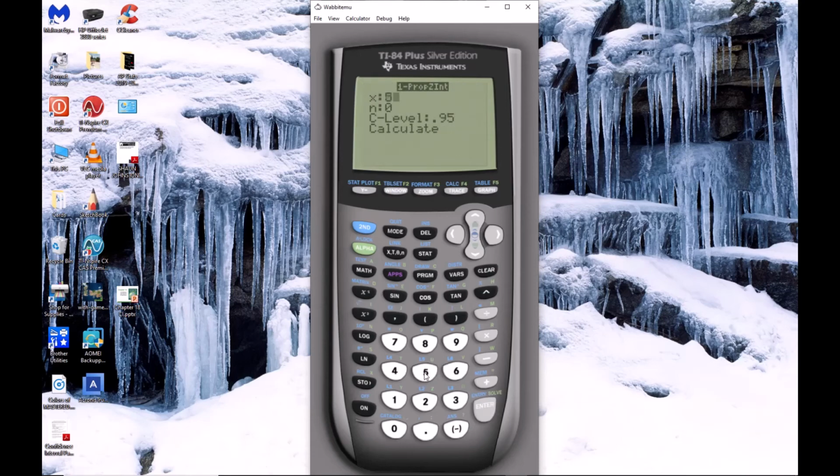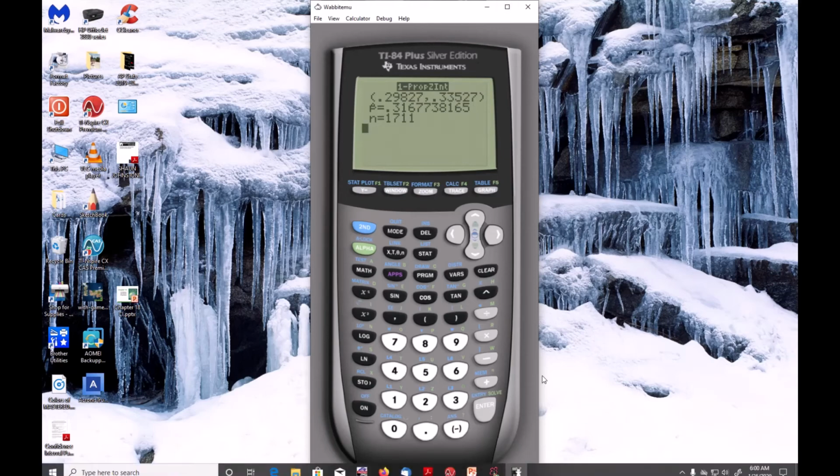X is the number of successes, 542, and N is the number of trials, 1,711. Make sure that you change your confidence level to 0.90, and just go down to Calculate. All right, there is your confidence interval, and there's your p hat number. Just write that out and you're good to go.